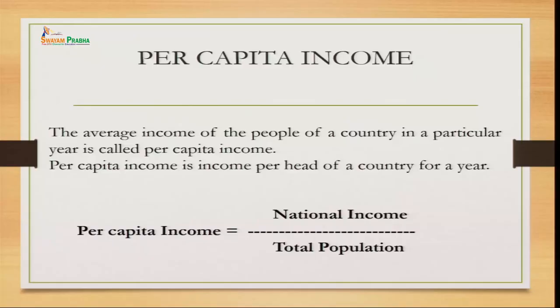So, again there is a very simple formula, this is income per head, right? What we do is we calculate the national income, the total income of the people in the country, and then we divide it by the total population, okay? So, the figure which you are going to get is the figure of per capita income, right? This is the indicator of the standard of people in the economy, right? This indicates what is the income per head of a country.